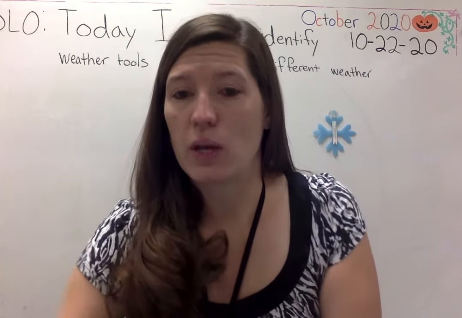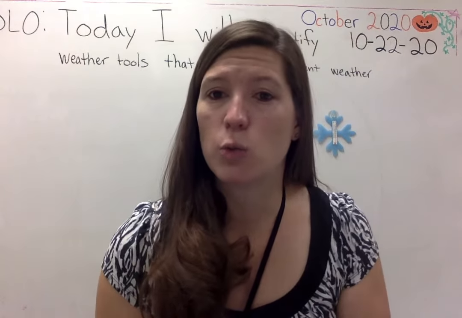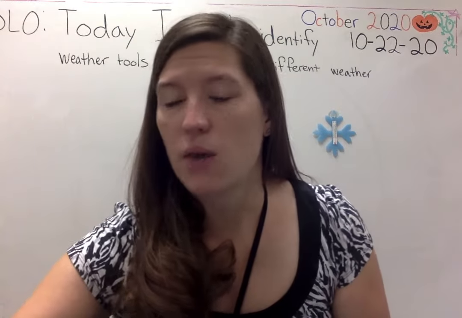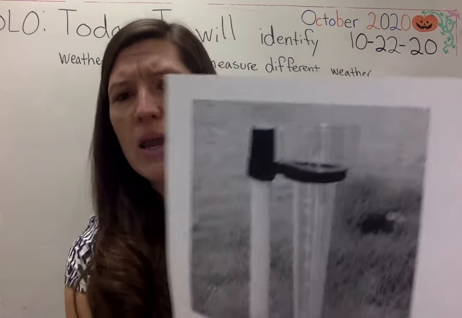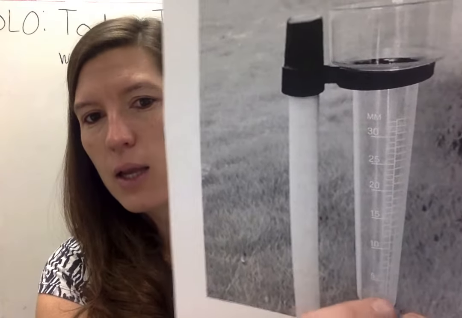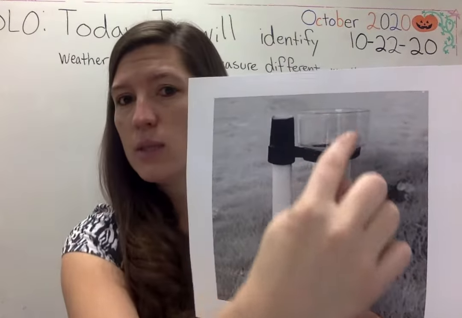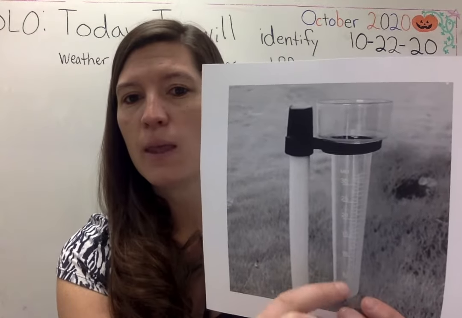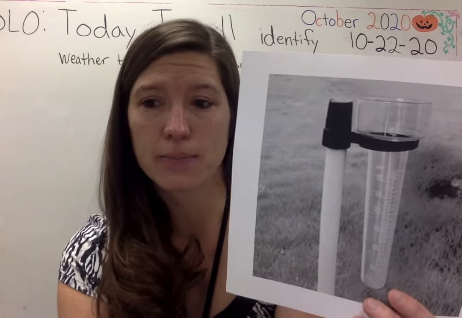There are other tools that we use to measure different weather. So the windsock we can use to measure wind. If it was raining, you could use a rain gauge. And I'll put a color picture on Schoology for you. And there's numbers on it and little lines. So when it rains, the rain comes in the top of the gauge, and then it'll fill up. So it'll tell you how much rain has fallen.